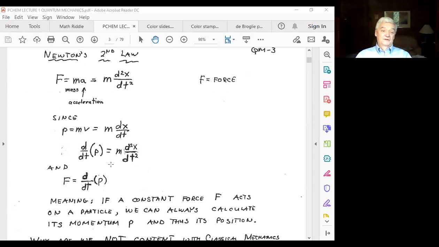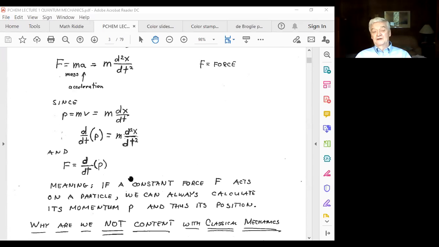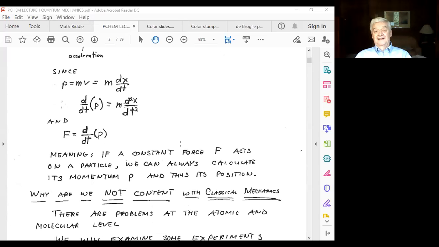So Newton probably wrote this as force is equal to the rate of change with respect to time of the momentum. And again, this is a statement of classical mechanics. If we have a constant force acting on a particle or an automobile or whatever, we can always calculate its momentum, and therefore we can calculate its position as such.